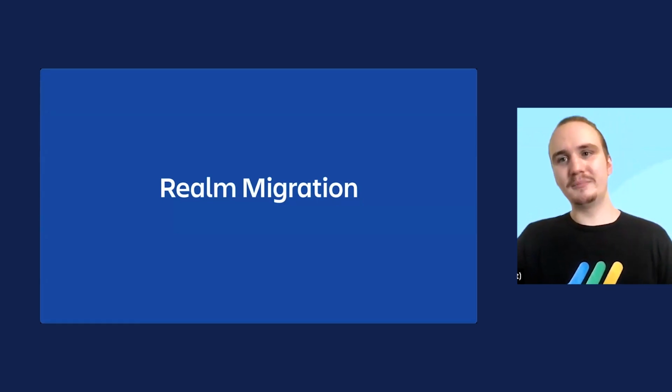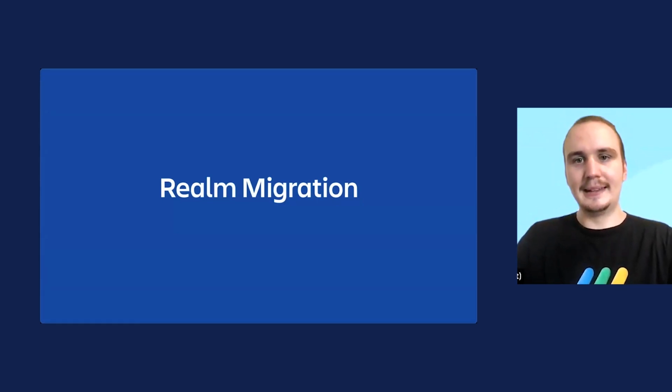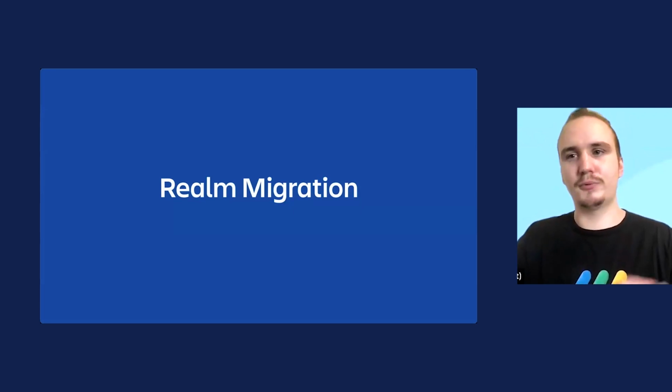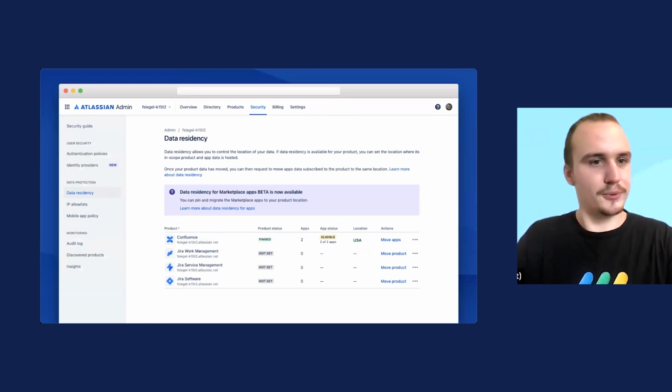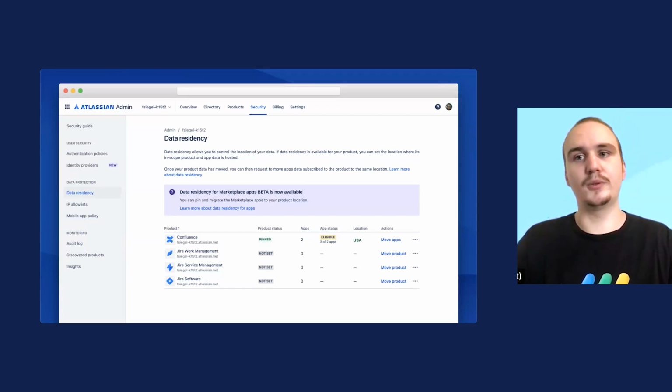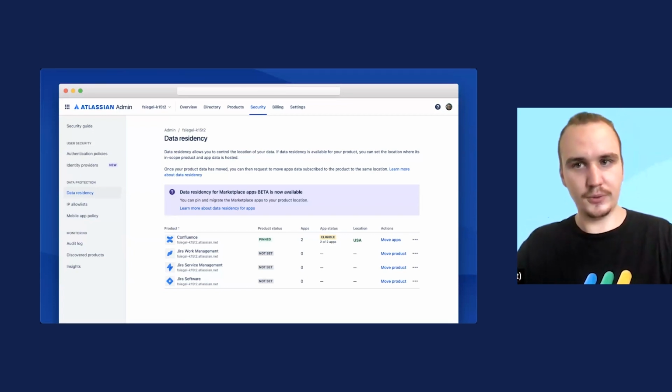Before we go into the more technical parts about realm migration, let's quickly talk about how it looks from the customer's perspective. This is the security page, or the data residency page, in the Atlassian admin of our current organization. In this case, it's just my test organization, but you can see that my Confluence is currently pinned to the US, and it has 2 apps. And both of these apps are eligible to have their app data moved, because currently all of the app data is stored in Europe, but we want to move it to the US.